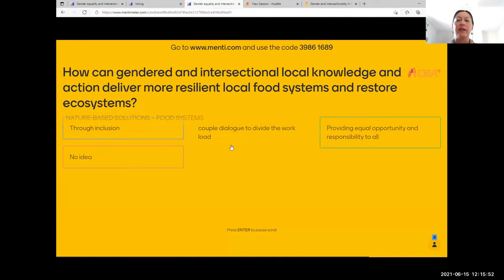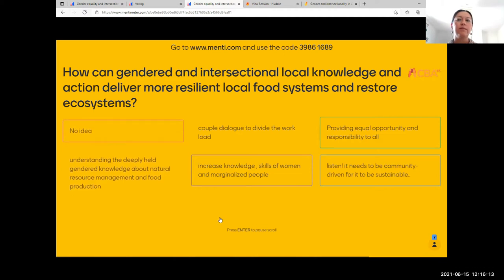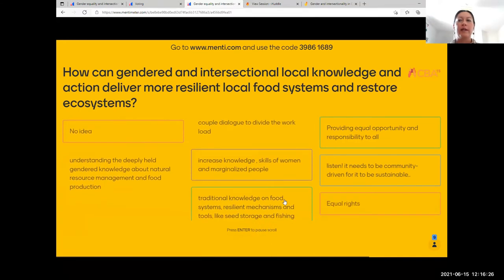We will have breakout group discussions afterwards that will focus on what needs to be improved. How can we address the gaps that are highlighted in the different topics? Increase knowledge and skills of women and marginalized people. It needs to be community driven for it to be sustainable. Understanding the deeply held gendered knowledge about natural resources management and food production. Equal rights.